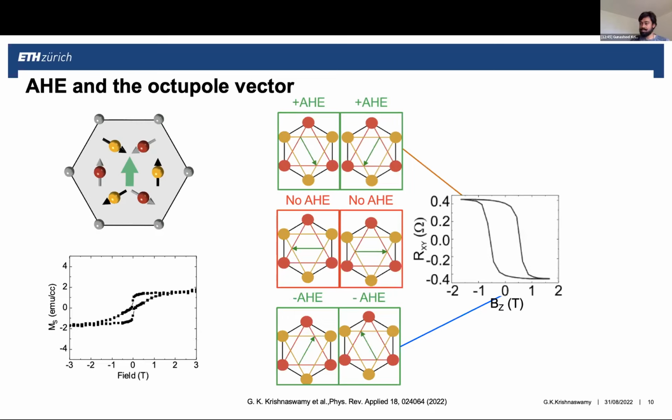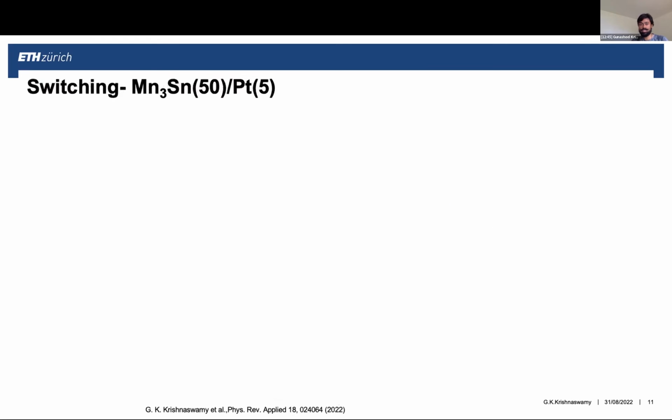And this is despite the fact that the magnetization is really small. In these films, magnetization is 2 emu per cc, which would be almost 100 times or 1,000 times smaller than typical ferromagnets like cobalt, iron, boron, or cobalt even, which is very impressive in this case.